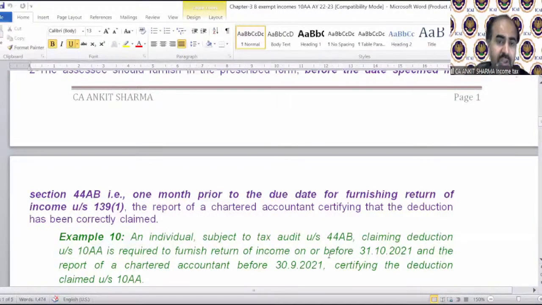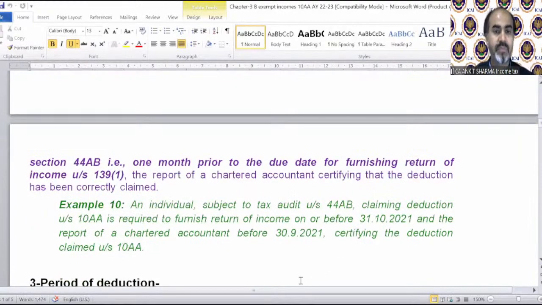If you want deduction under this section, you have to file the report of a chartered accountant certifying that deduction has been correctly claimed. So that is also very important, because wherever there is any reporting requirement under income tax, regarding any financial matter or any deduction, the reporting requirement is only being certified by a chartered accountant.